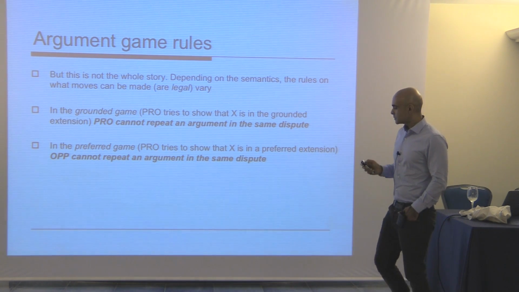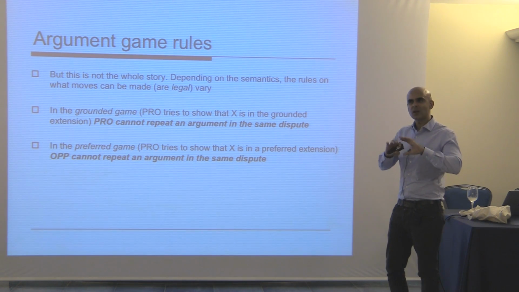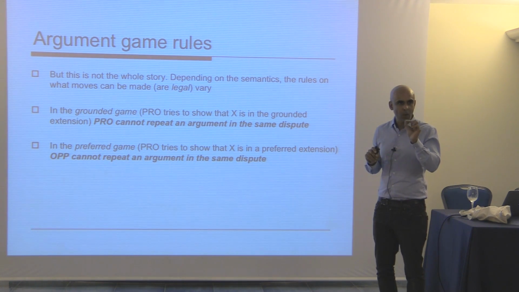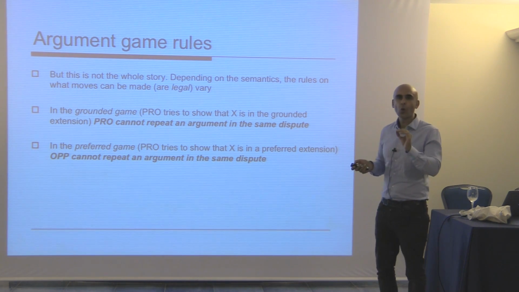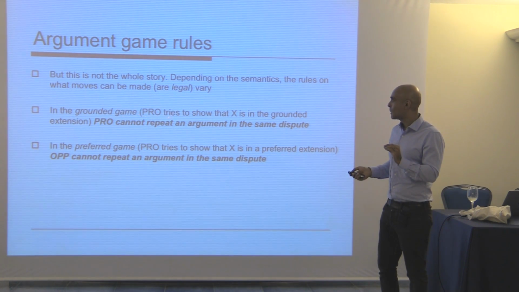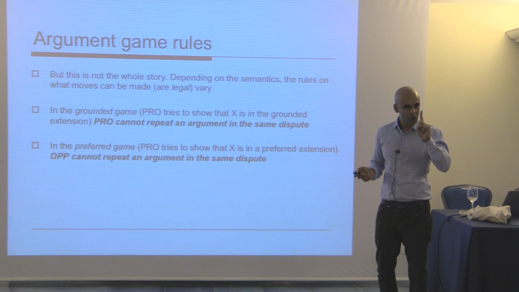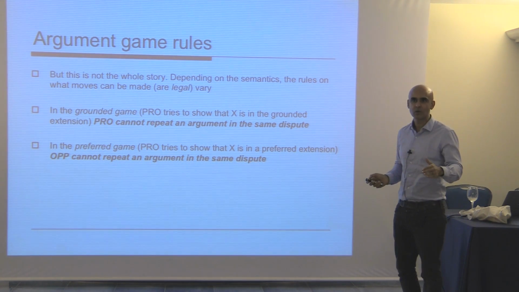So that's not the whole story. Now, I've just given you a very brief overview of an argument game, yeah? But the rules of the game vary depending upon whether you want to show that the argument is in a preferred extension or in the grounded extension. So in the grounded game, where pro tries to show that the root argument x is in the grounded extension, there is a restriction on pro. There's a rule that restricts pro's moves, and the rule is pro cannot repeat an argument in the same line of dispute.